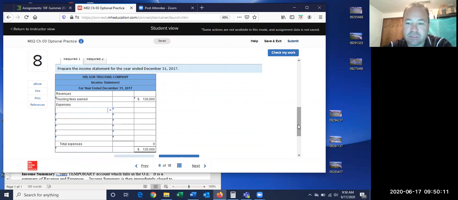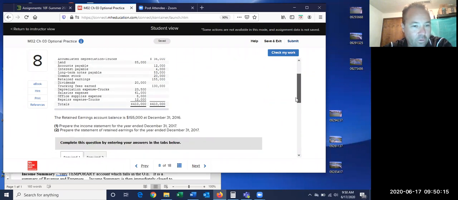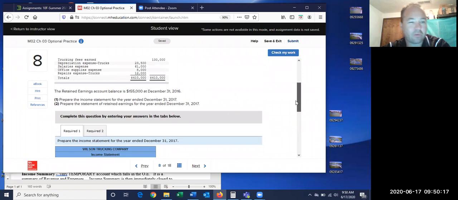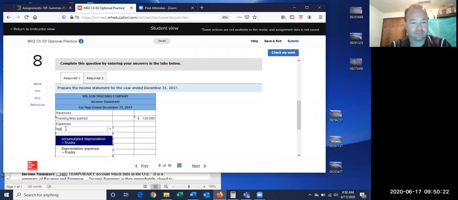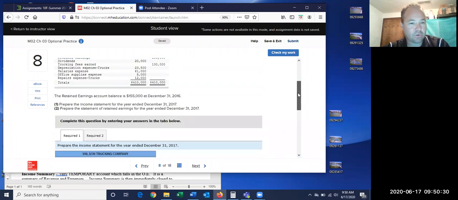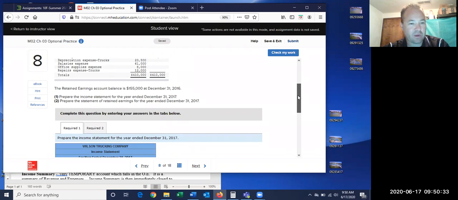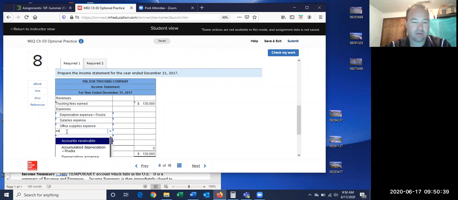Come down to the expenses and we're going to just simply list. Looks like we have 4 expenses, so that won't take us too long. We've got depreciation expense and salaries expense. And our last 2 were office supply expense and repair expense.